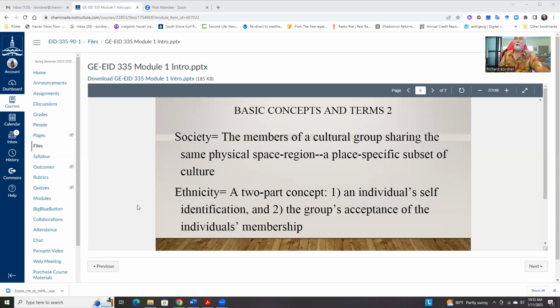So ethnicity is a really tricky concept. Use the definition here. I don't care what you use outside of class, but for our purposes, ethnicity is this very specific set of concepts.